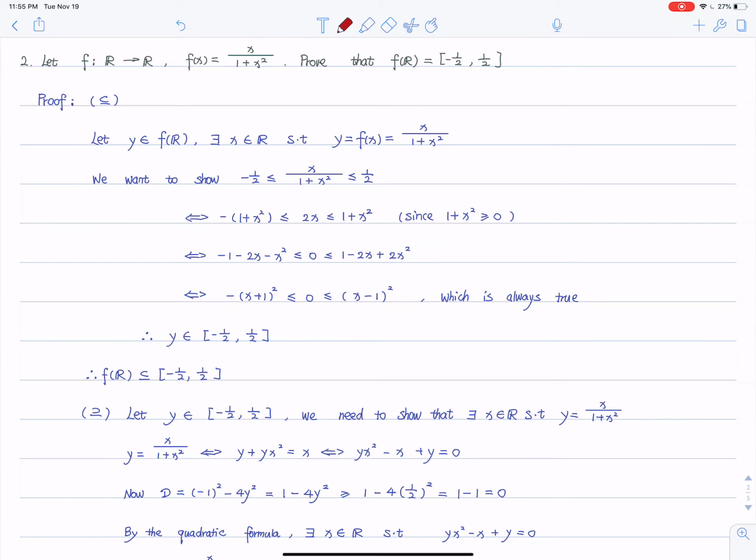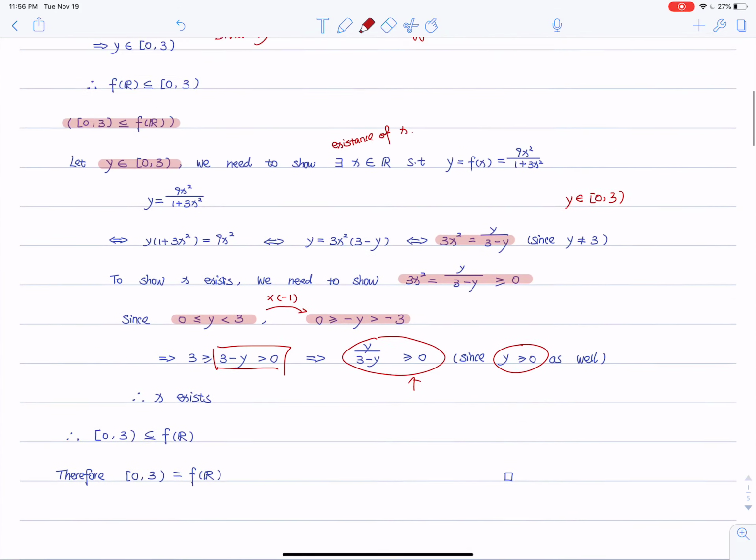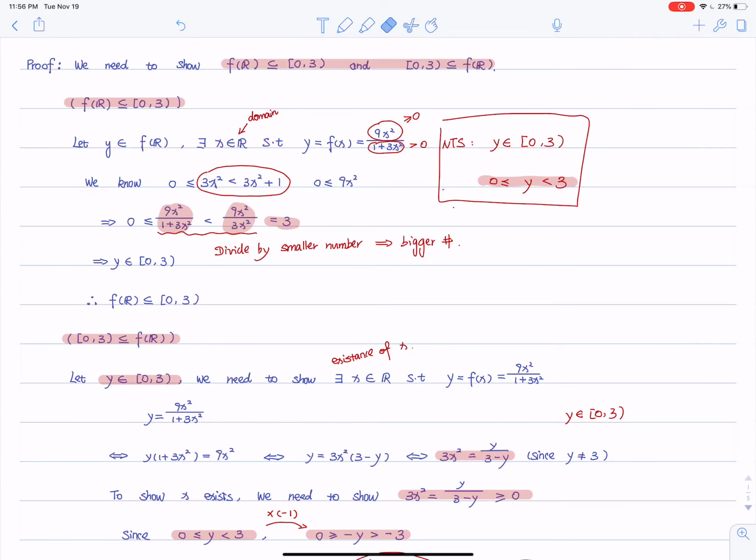Again, we first prove the image is a subset of the interval. So pick an arbitrary element from the image. There exists x in R such that blah blah blah. Notice what I wrote here. So I'm going to erase those to show you what I want to show. Just bear with me for a moment. Okay, those are not important.